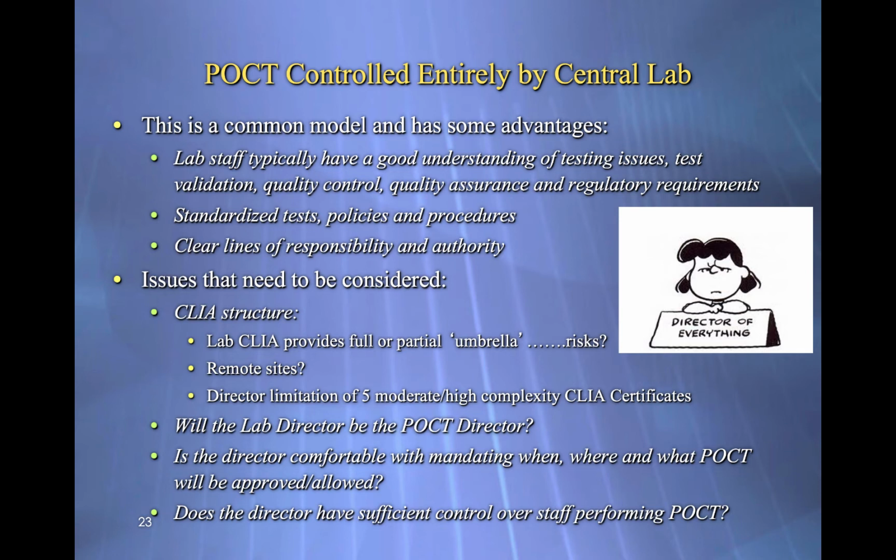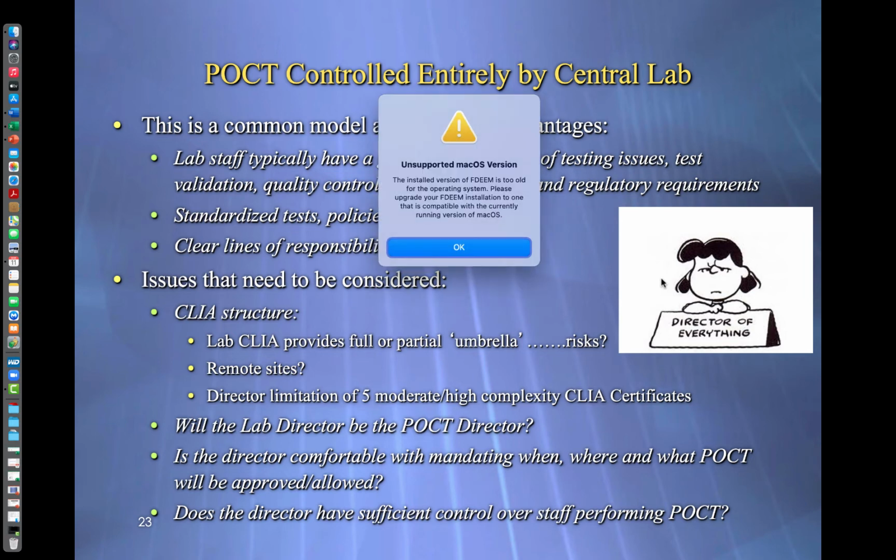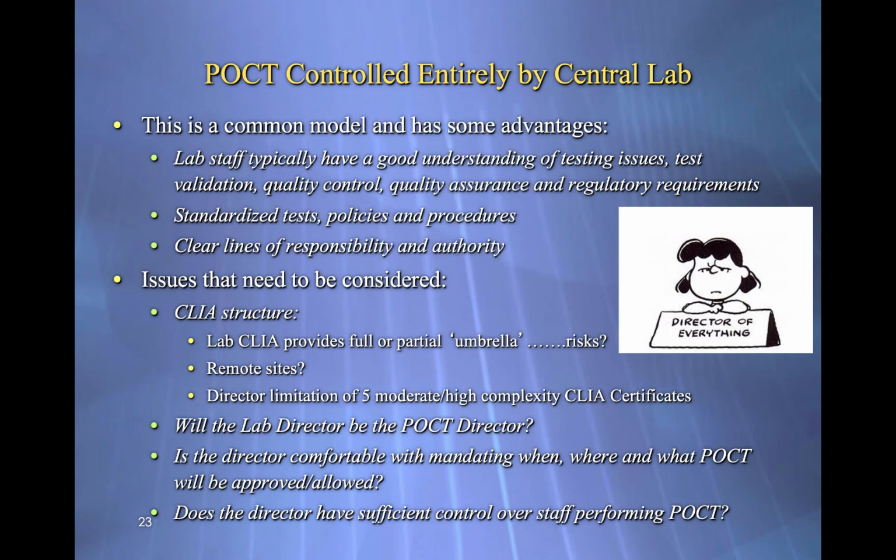What do you do with remote sites? Typically, CLIAs can go over a building or conjoined buildings at the same address, but once you get at a different address on a different campus, that's going to have a separate CLIA. There is a limitation for directors for moderate and high complexity testing. Gosh darn it, they keep popping up. A director can only have 5 moderate and/or high complexity CLIAs underneath them. They can't have any more. There's an unlimited number of waived CLIA certificates that a director can have, but no more than 5 moderate and high complexity ones.